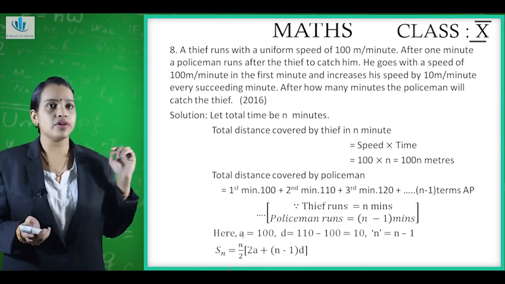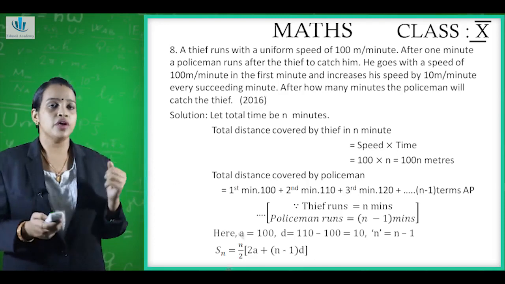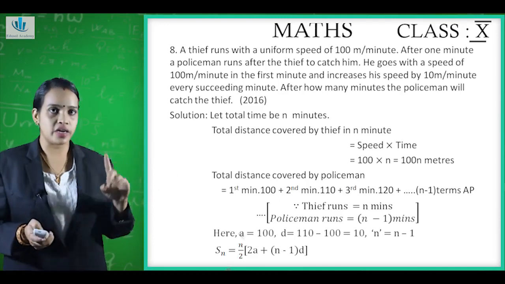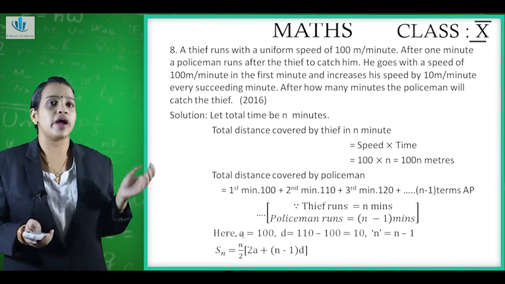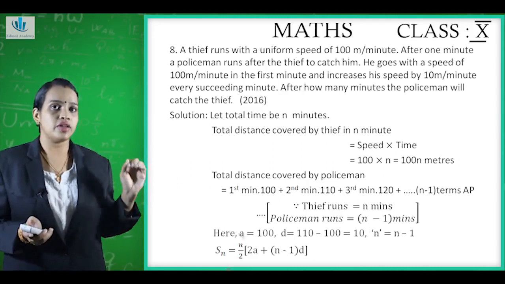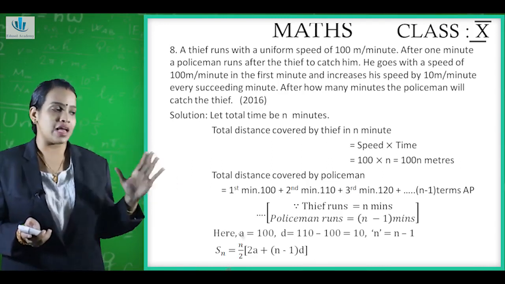Now the next question is: a thief runs with a uniform speed of 100 meter per minute. After 1 minute, a policeman runs after the thief to catch him. He goes with the speed of 100 meter per minute in the first minute and increases his speed by 10 meter per minute every succeeding minute. After how many minutes will the policeman catch the thief?